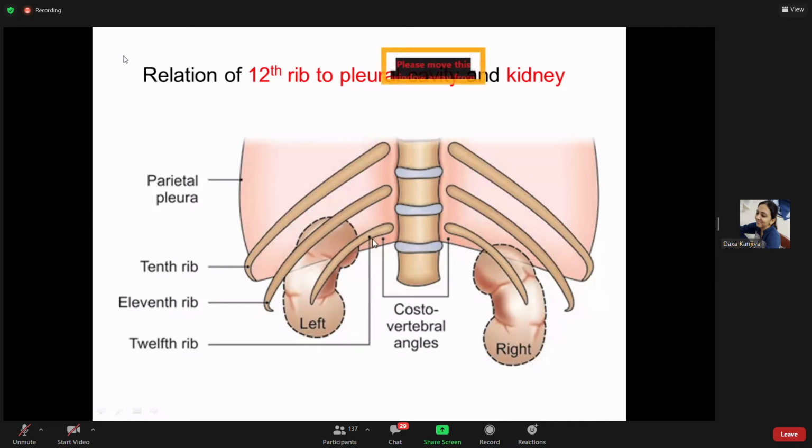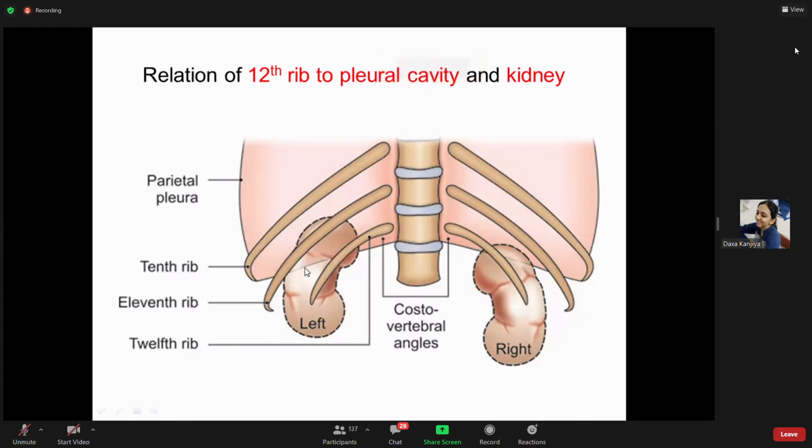11th as well as 12th rib. See the lower border of the pleural cavity. It is oblique, runs downward and laterally. And if you see laterally, it crosses the lower border of the 11th rib.